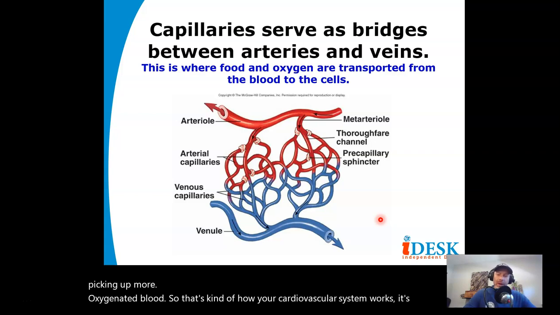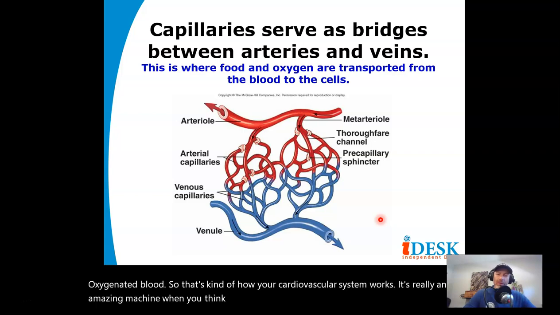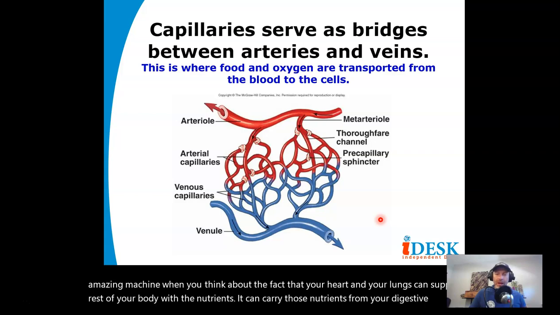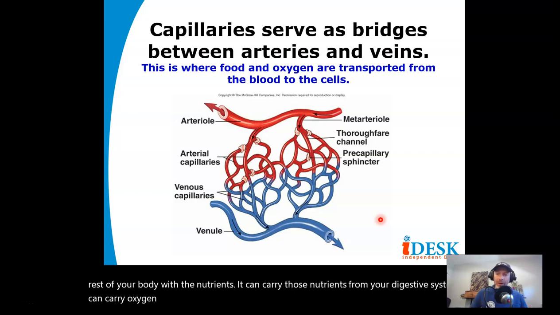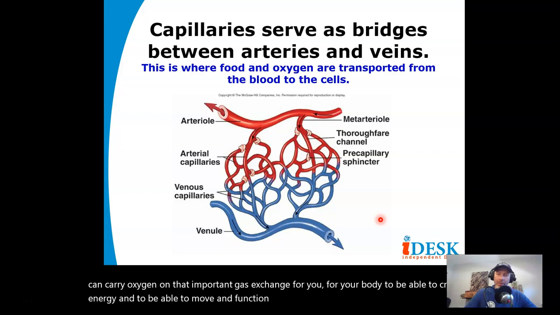It's really an amazing machine when you think about the fact that your heart and your lungs can supply the rest of your body with the nutrients. It can carry those nutrients from your digestive system. It can carry oxygen, that important gas exchange for your body to be able to create energy and to be able to move and function. You can just see how important that system is.